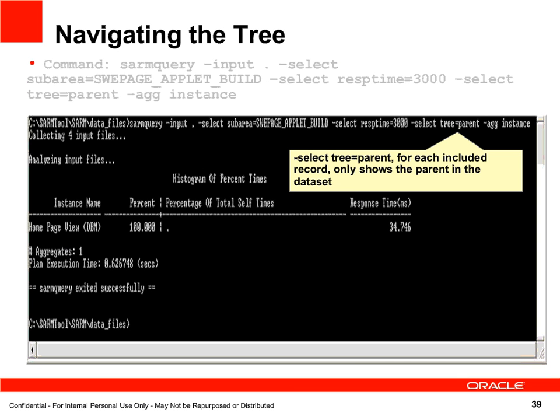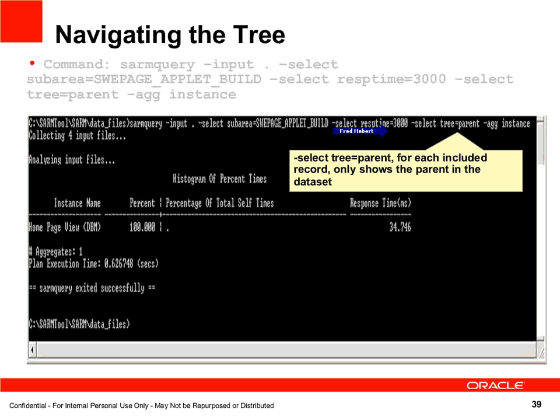So I take a look in here and say, okay, let's look at our sub-area of sweep page applet code. Let's look at everything that has a response time of 3 seconds or more. And so select response time equals 3,000. We'll bring back everything with 3,000 or more. Then we'll do dash select tree equals parent. And what that does, the select tree equals parent allows us to see everything that is the parent of those long-running transactions. Those transactions that took more than 3 seconds.